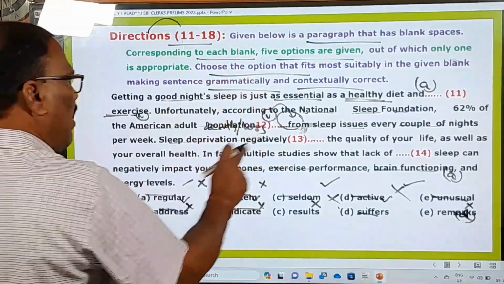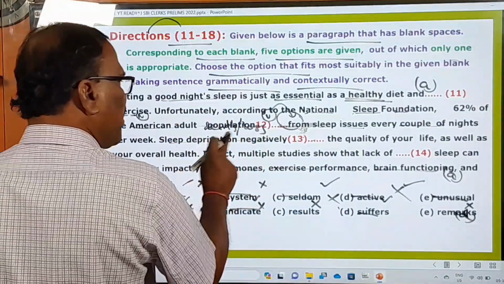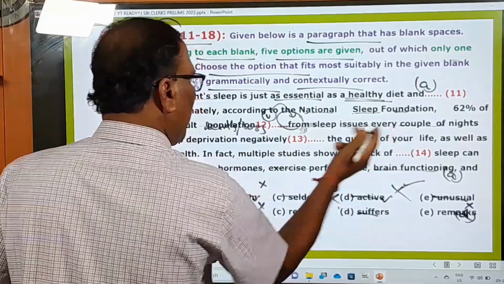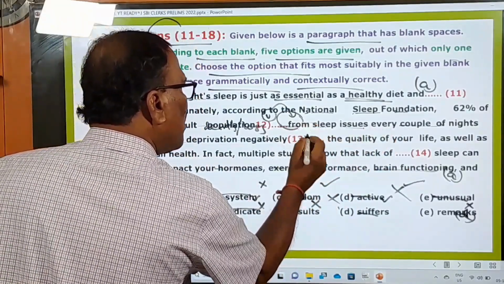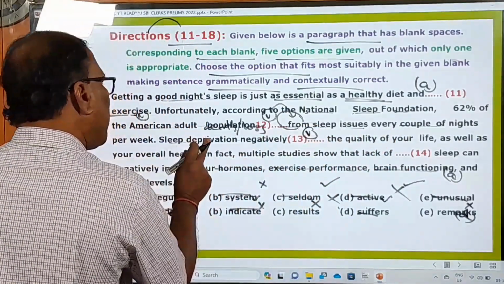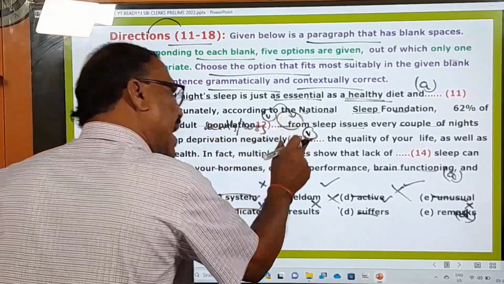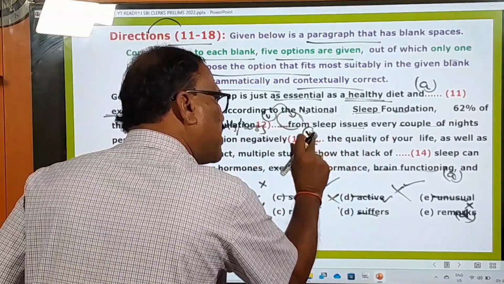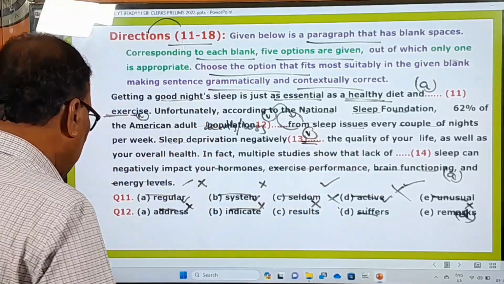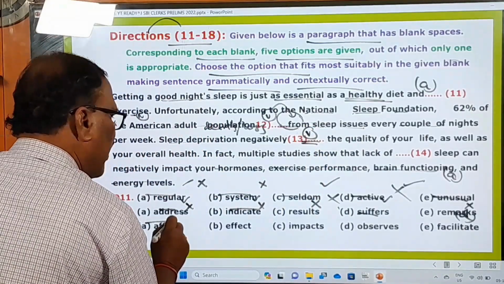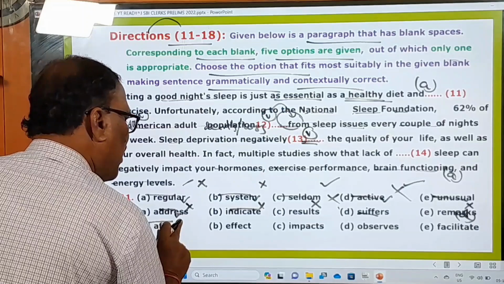Now you go to the 13th one. Sleep deprivation negatively dash the quality of your life. So again, here you have to use some verb. Sleep deprivation means sleep loss, loss of sleep. Negatively dash the quality, so a verb must be used. So what are the options? Let us see that here. Affect, okay, it is a verb.